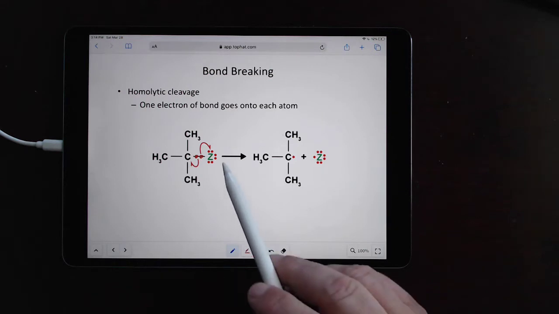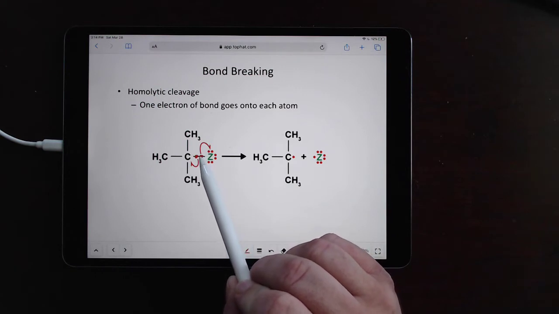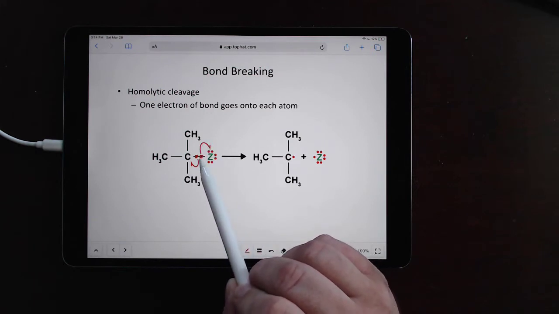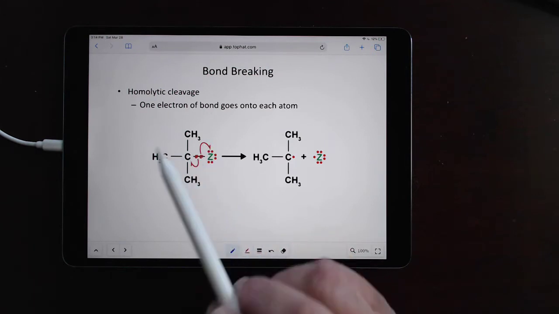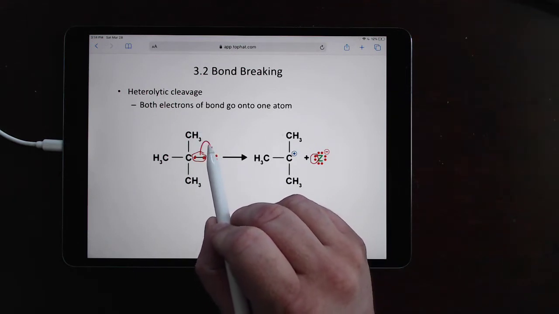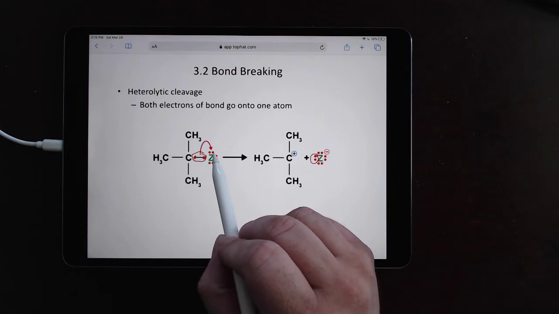And if you notice the arrows, notice how this one is going up here, but it's a single barbed arrow, which means we're only dealing with one electron going onto that carbon. When we were doing the heterolytic, we had a double barbed arrow, meaning 2 electrons were actually moving over.